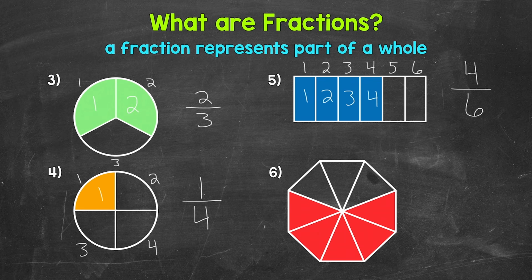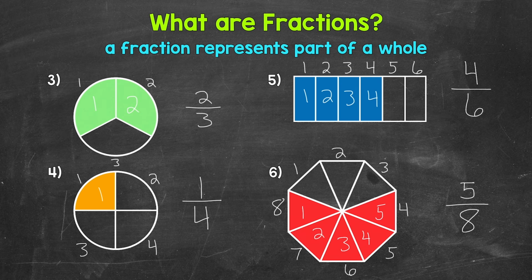Lastly, let's take a look at number 6. How many equal parts has this whole been divided into? 1, 2, 3, 4, 5, 6, 7, 8. So 8 is our denominator. Now we need how many equal parts have been shaded. 1, 2, 3, 4, 5. So that's our numerator. And we get 5 over 8. We would say this 5/8. 5 out of 8 parts are shaded.